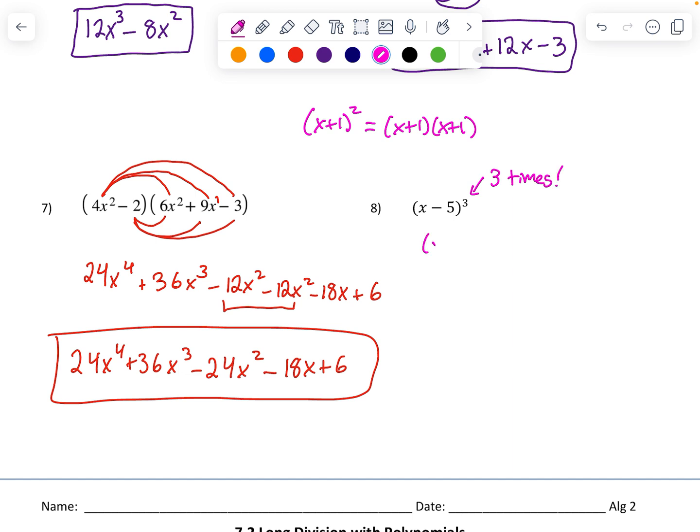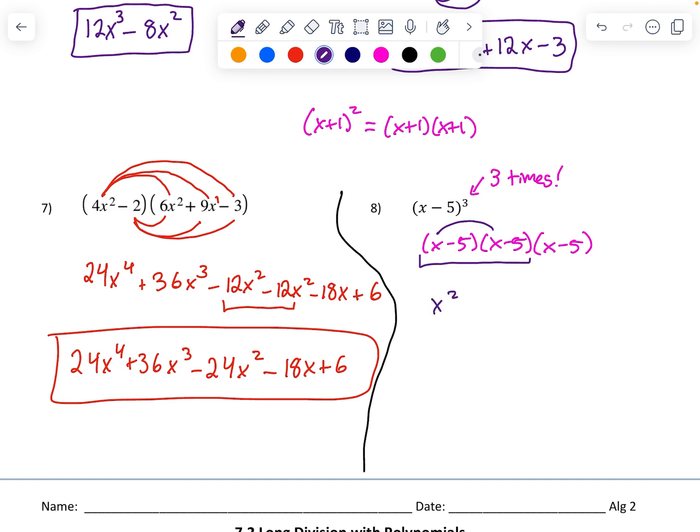So that would look like x minus 5 times x minus 5, times another x minus 5. So when you have that many different binomials being multiplied together, I would do this in steps. So first, I'm going to multiply these two together and ignore the last one. So I'll do x times x is x squared. X times negative 5 is negative 5x. Negative 5 times x is negative 5x. Negative 5 times negative 5 is positive 25.